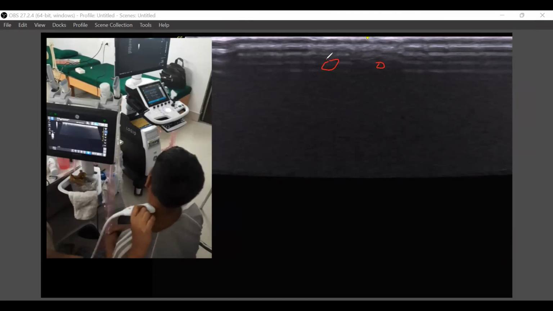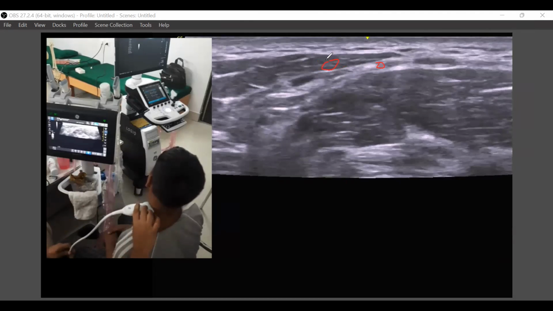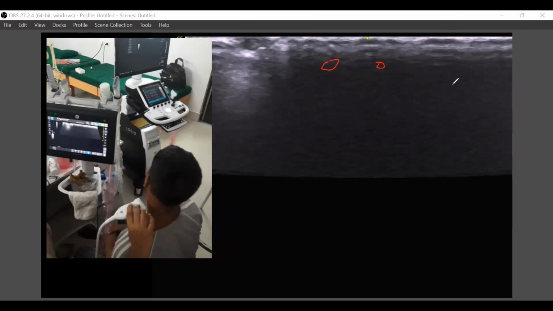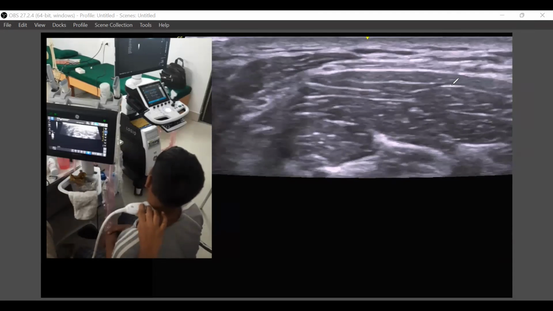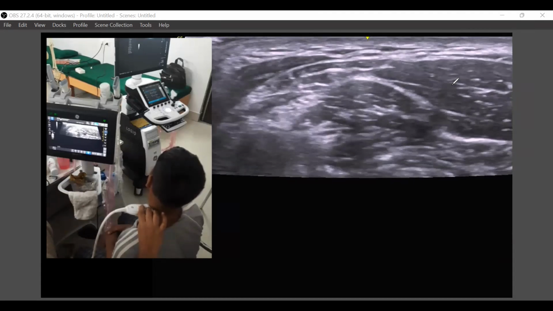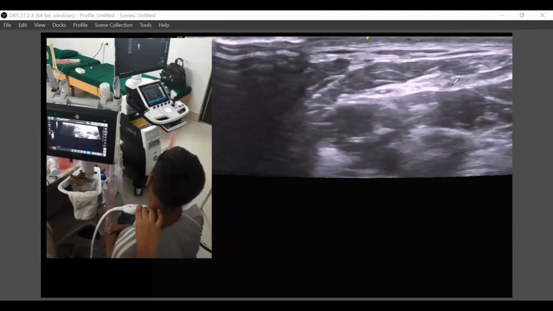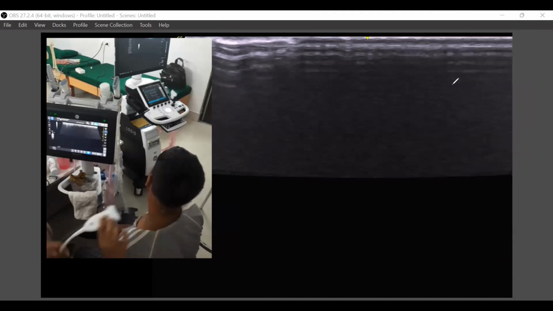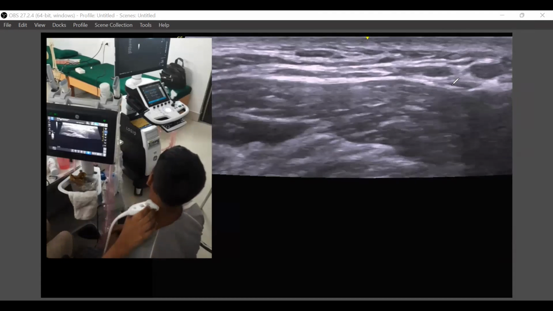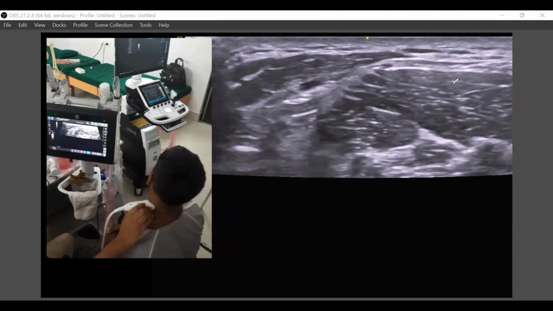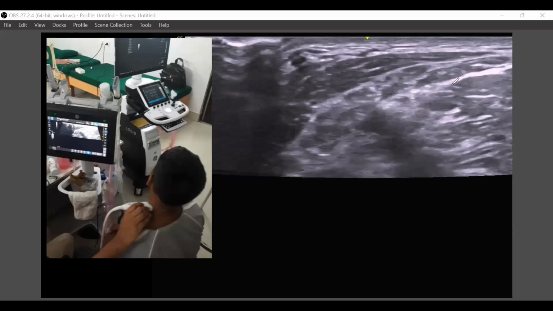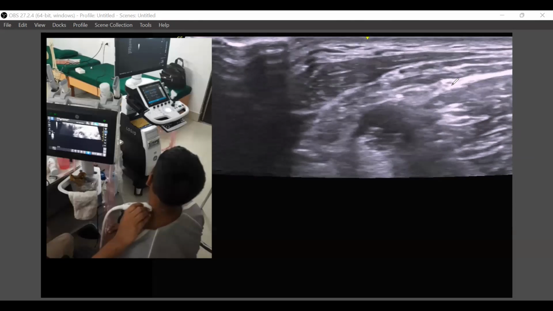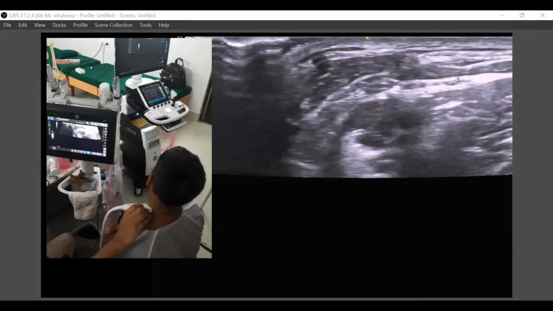So normally I'll be starting from the midpoint. Sorry, let me clear the annotation. So at the middle, I'll be starting. I'll be able to see the greater auricular nerve originating. Okay, you can see the greater auricular nerve very nicely below the sternocleidomastoid. So this is the greater auricular nerve coming in the superficial cervical plexus.